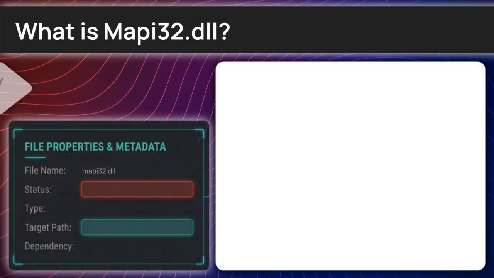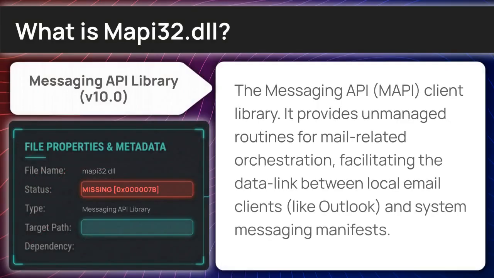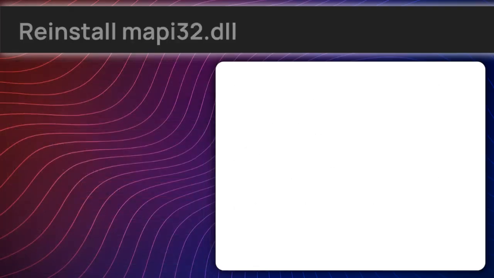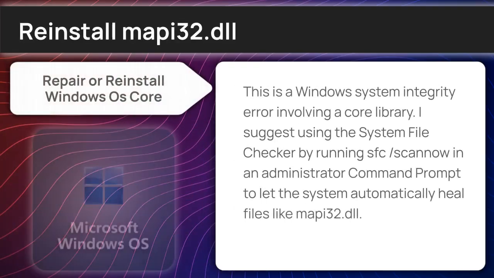This is the mapi32, the messaging API, MAPI, client library. It provides unmanaged routines for mail-related orchestration, facilitating the data link between local email clients, like Outlook, and system messaging manifests. With the why out of the way, let's focus on getting you running again. This is a Windows system integrity error involving a core library.